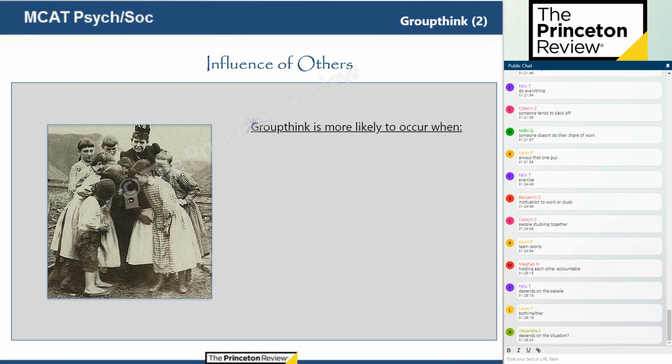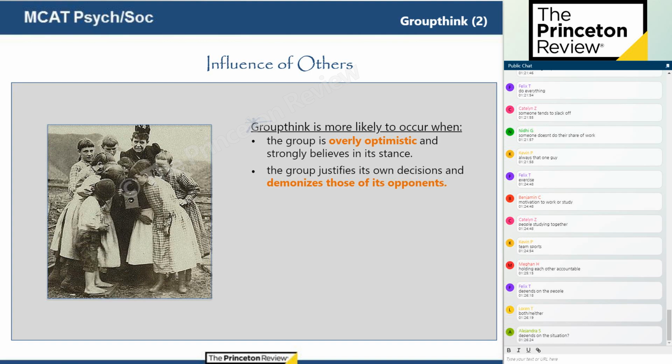And this thing is most likely to happen when the group is overly optimistic, right? It's that team who's so sure they're going to win that they don't adequately prepare, right? They're so sure that their stance is right, they don't even consider any other viewpoints.